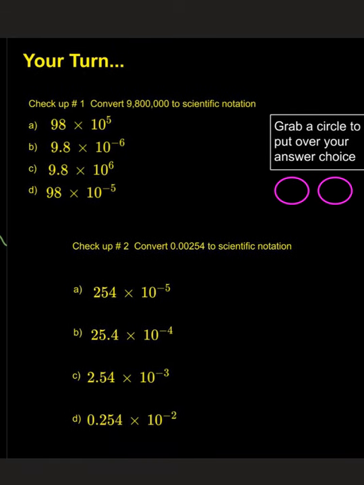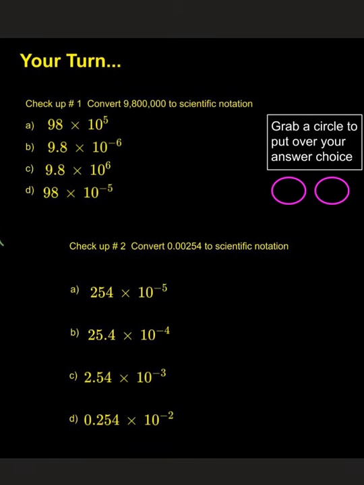And last will be your turn. So go through these two examples. It says here, grab a circle, put it over your answer choice. Once you do that, you are finished.